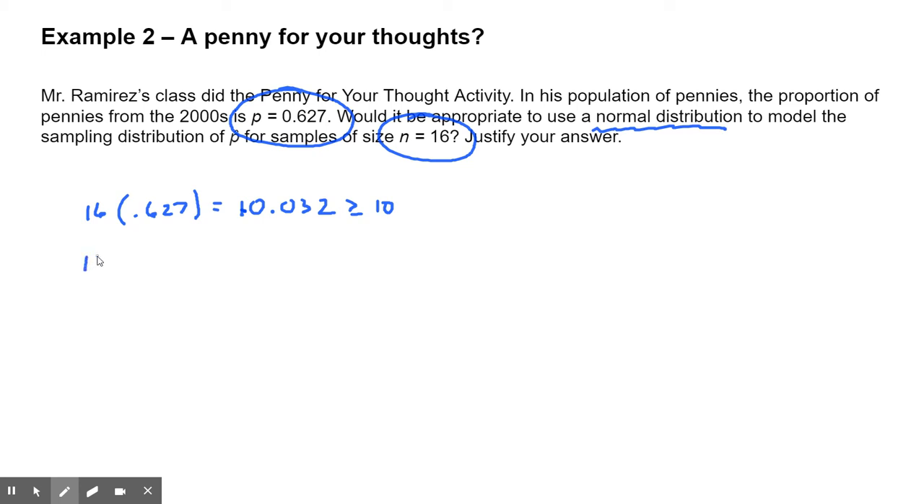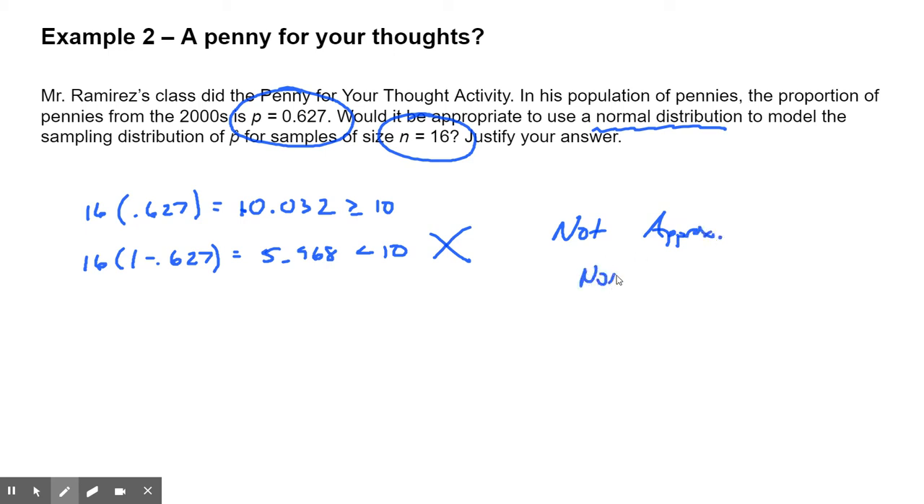And now we do n times 1 minus p. 16 times 1 minus 0.627. And that is 5.968. And that is less than 10. That is not good. Is it appropriate? No, this would not be approximately normal. Not approximately normal.